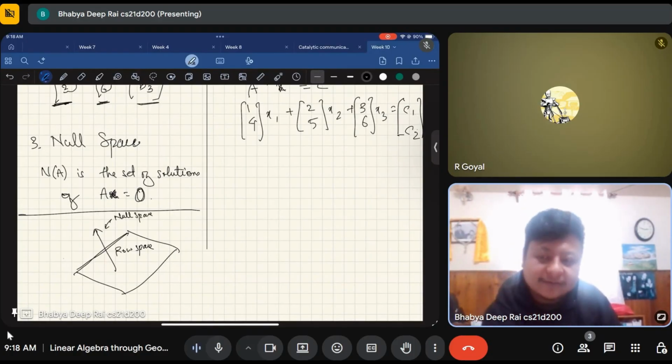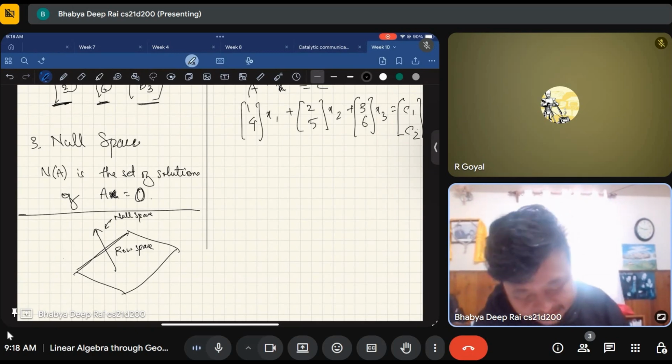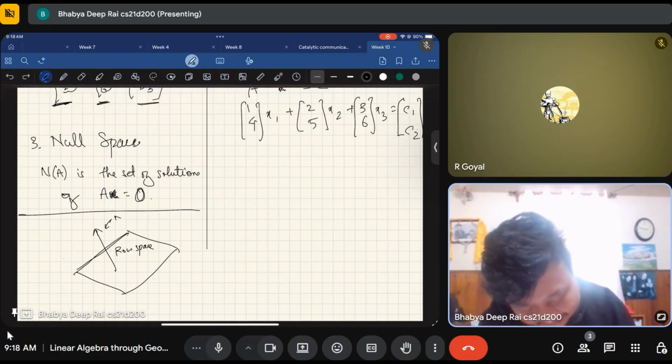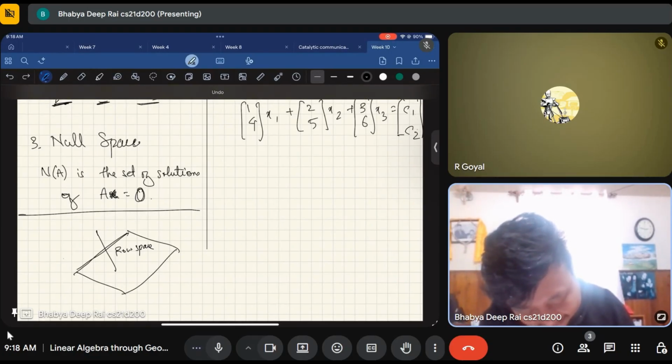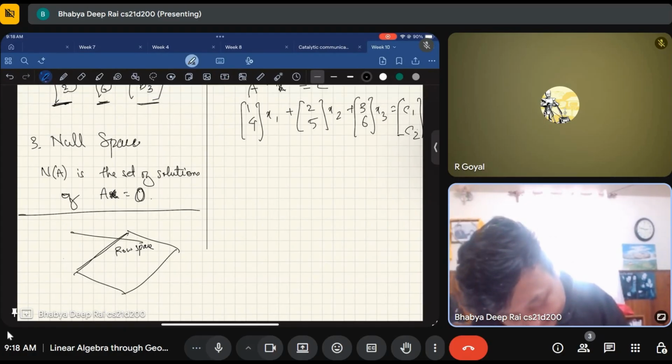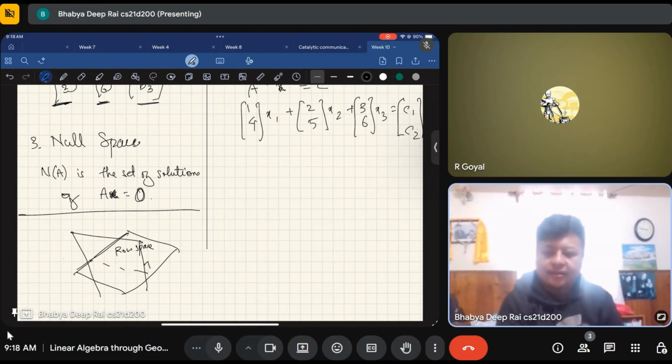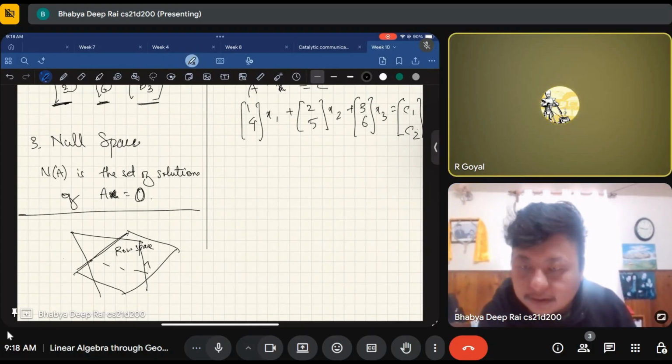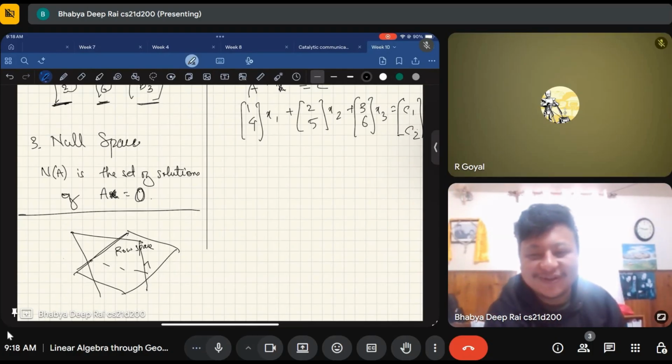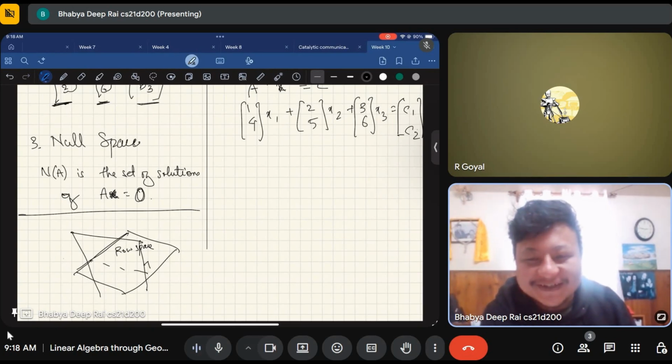Or it can also be that, say you're talking about R4, four dimensions, and the null space is also a plane. In that case, it is not a single vector but a plane, and this plane is perpendicular to the row space. Why is the null space perpendicular to the row space? There is a proof for that, but we won't go too deep into it.